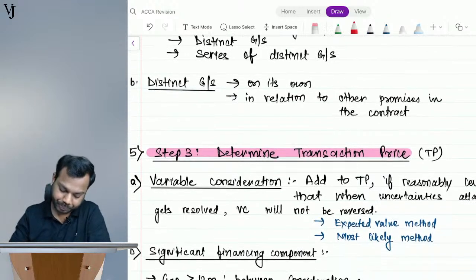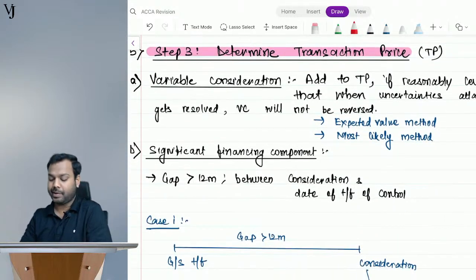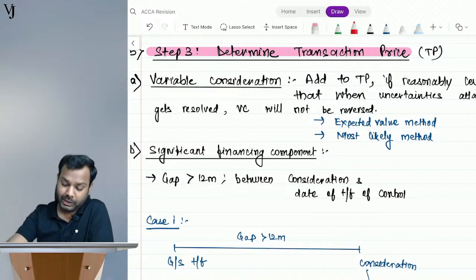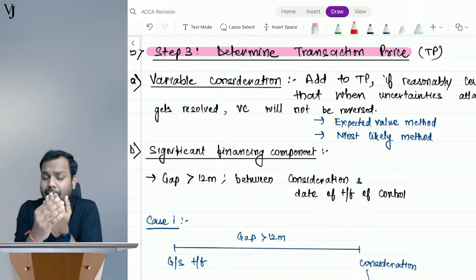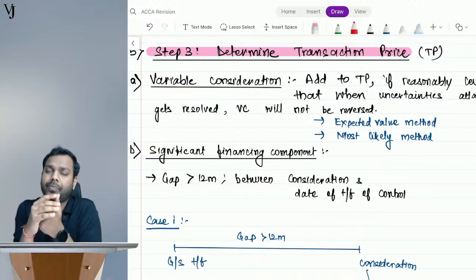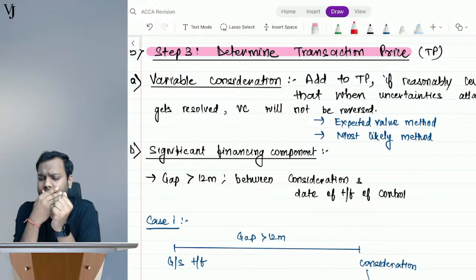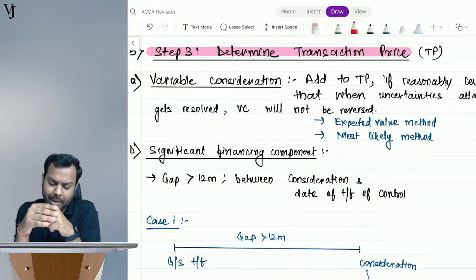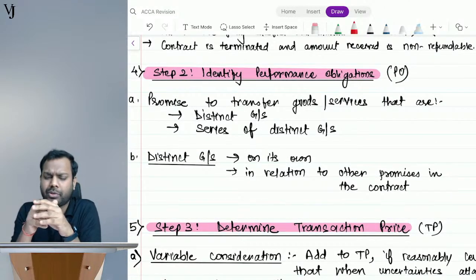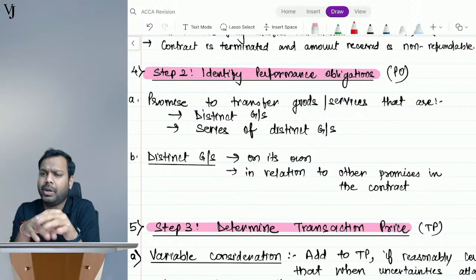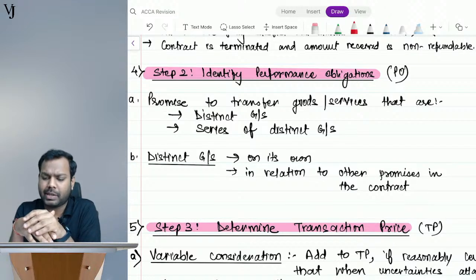Now step number 3, determine transaction price. So far we identified whether this is a contract or not. Then we identified what the performance obligations in the contract are, that is, what is my responsibility under the contract. Then comes the third part, determining transaction price. But before I move on, let me take up one example for performance obligations, the example which I generally take in my regular classes as well.